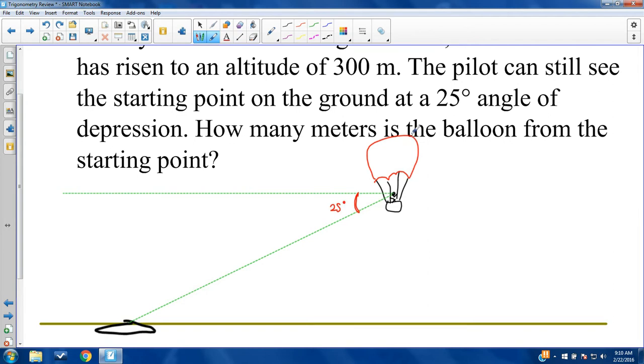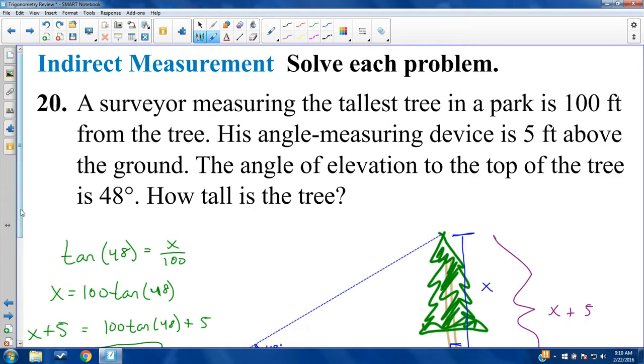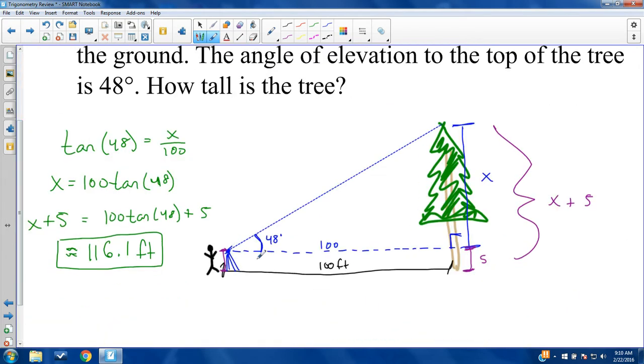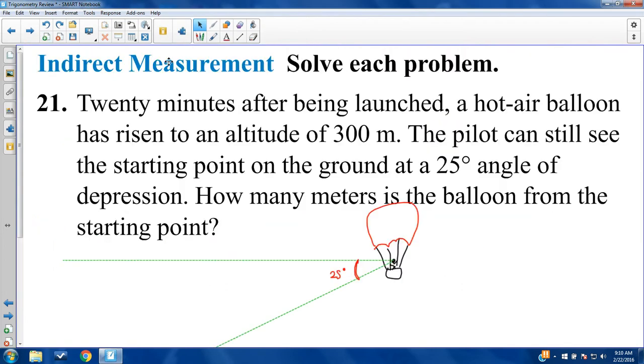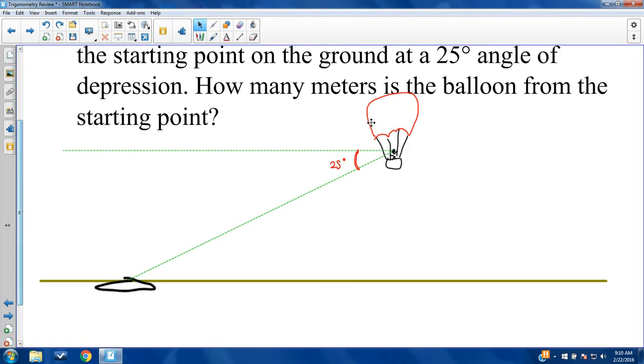Now the question is, how many meters is the balloon from the starting point? Compared to the man in the tree, the closest point to the tree was the ground, because 100 is closer than whatever this is. In this case, closest point as well as distance from is in reference to his eyesight to that place. So this is the part that we don't yet know.